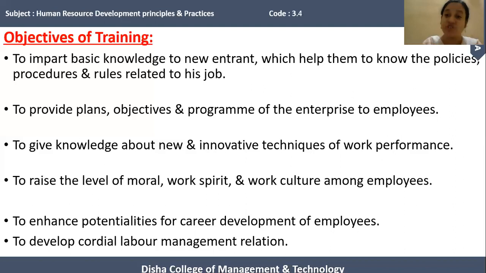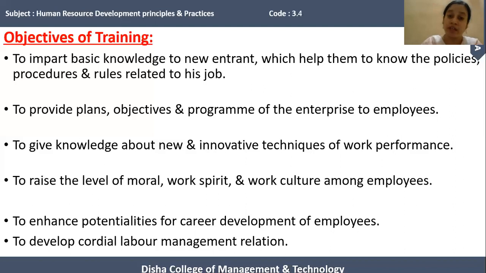So it is difficult for the newly joined or newly appointed employee to adjust himself or herself to the organizational culture, and he may not be able to cope with the organizational environment. So to make himself or herself more comfortable with the organizational culture and environment, it is required by the organization to provide some training program to the newly entrant or newly appointed employee.